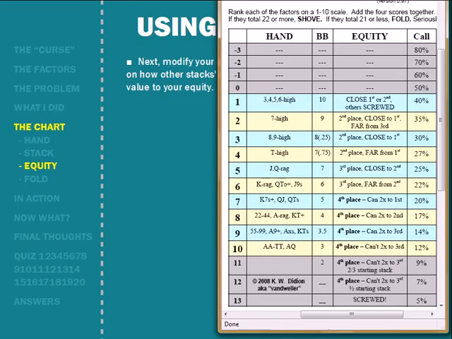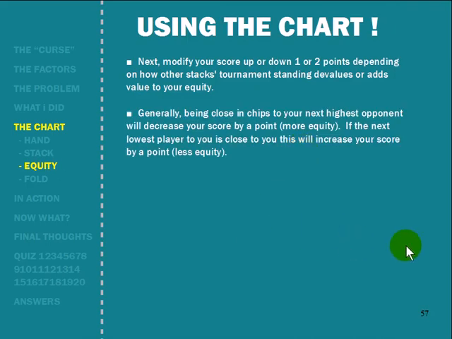So, for example, being close in chips to our next highest opponent is generally going to what? It's going to decrease our score, right? Because we have more equity. If you're close to your next highest opponent, that's sort of an equity boost, and that means it decreases our score because when we have more equity, we have more risk, and therefore that's less of a shove indicator, right? When you're risking more, that means you are less justified in risking it, and therefore that is going to be more indicative of a fold than a shove.